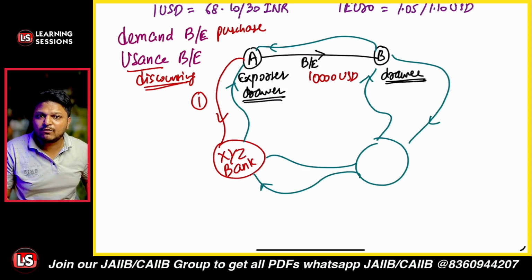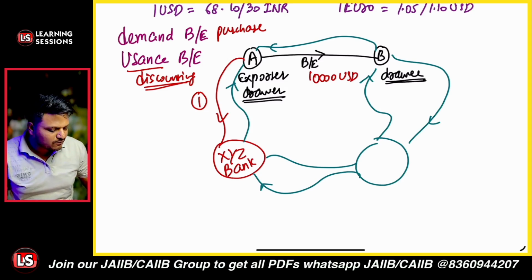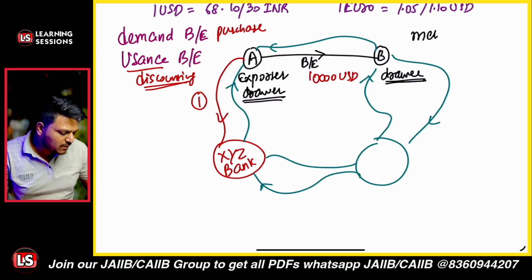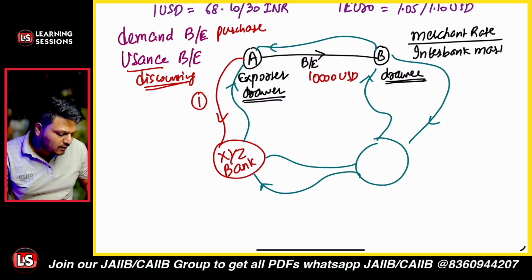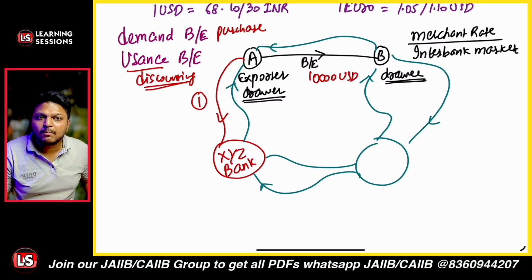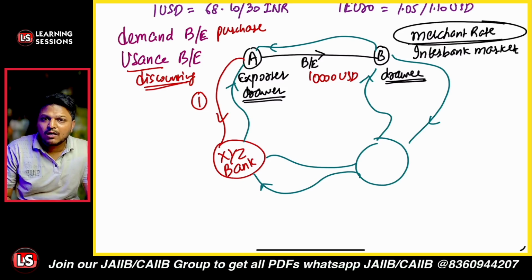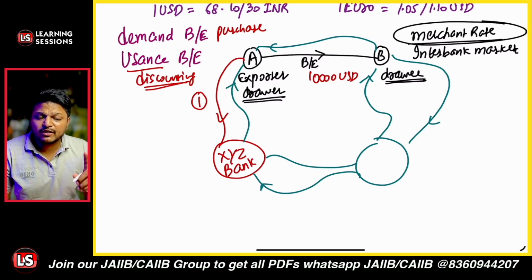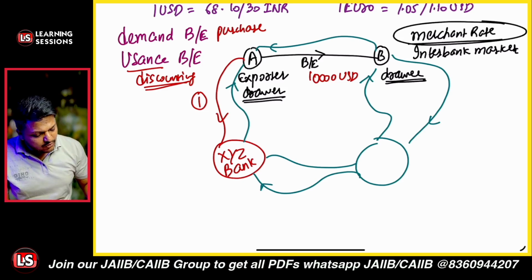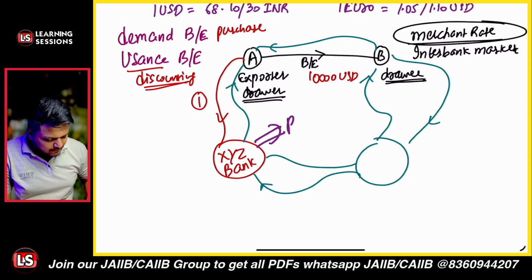So what kind of rate will be applicable? I told you in the previous video also that two types of rates are there. One is the merchant rate, when the rates are given between the customers and banks, and when the banks are dealing with the banks, it's the interbank market rate. So what rate will be applicable? The merchant rate will be applicable. So if person A wants to sell the foreign currency, person A will be able to sell it at a price at which the bank is ready to buy. So the bank will be giving what quote? The bank will be giving the buying quote.